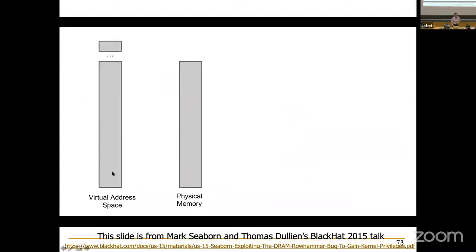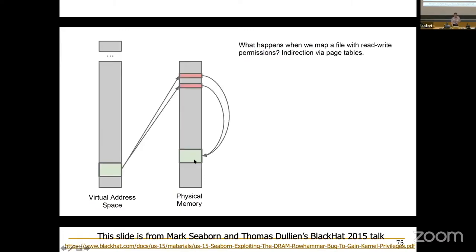So this is the virtual address space. This is the physical address space. We should be very familiar with this indirection right now. So they say, what happens when we map a file with read-write permissions? This is what happens, basically. The file gets mapped to memory, and it has a virtual address. And then the bits of the file are in physical memory, actually. But it happens through an indirection, which is a page table. Those red entries are page table entries that map the virtual pages of the file to the physical frames in physical memory. Sounds good, right?